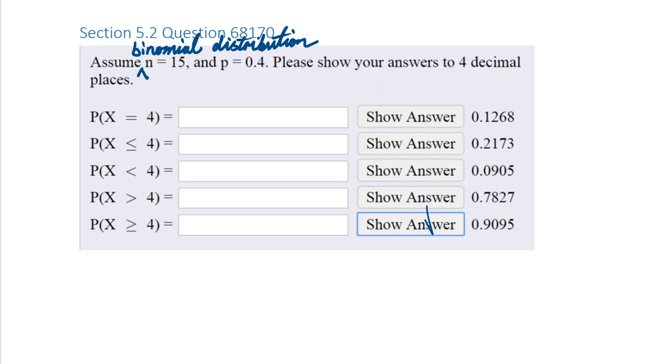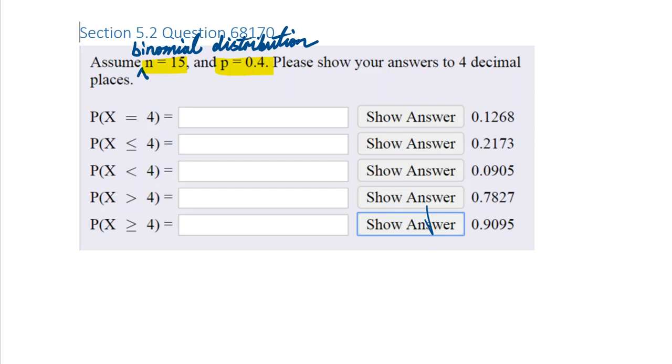In this video, I would like to review how to calculate probability when we have binomial distribution. In this example, n, the sample size, is 15. The probability of success is 0.4. And we would like to know what is the probability of x equals 4.